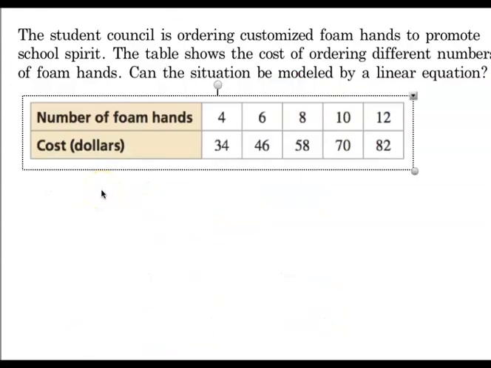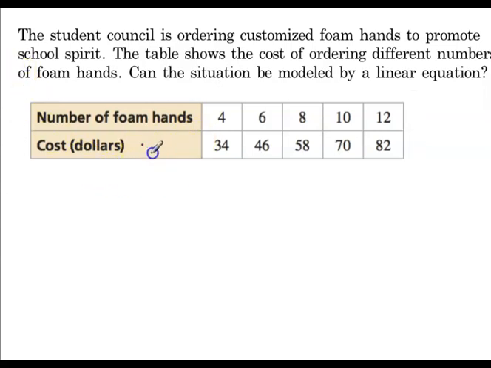So next is a word problem. The student council is ordering customized foam hands to promote school spirit. The table shows the cost of ordering a different number of foam hands. So in a table, every point can be listed as a coordinate. So first you need to find the slope. So from 34 to 46, it's a change in 12. Okay, it's a consistent change in 12, doesn't matter which point you use.